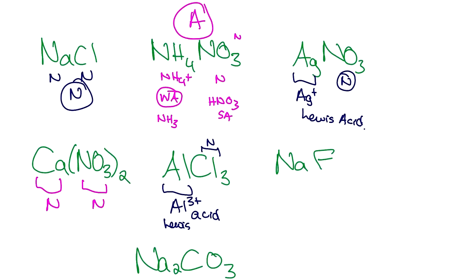Okay, what's next? NaF. Is there one of the ions we can ignore? Sodium. Yep, the sodium is pH neutral because it comes from sodium hydroxide. That's a strong base. But what about fluoride? That's going to be basic, yes, because it comes from HF, which is a weak acid.